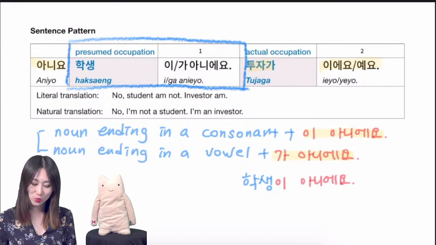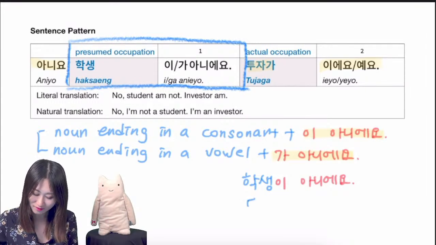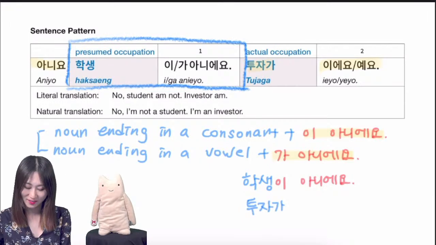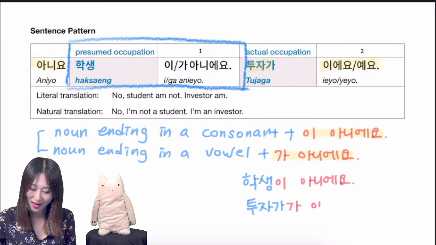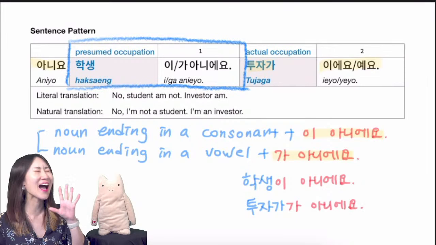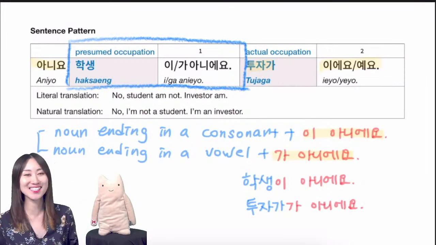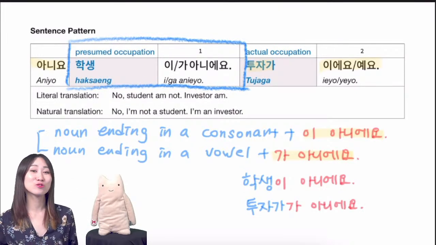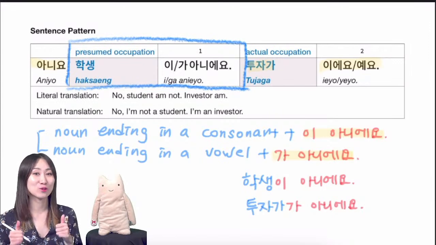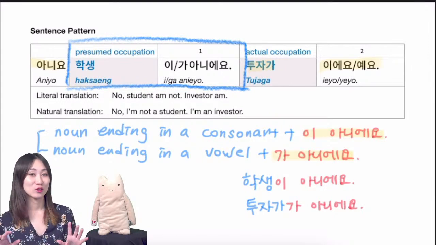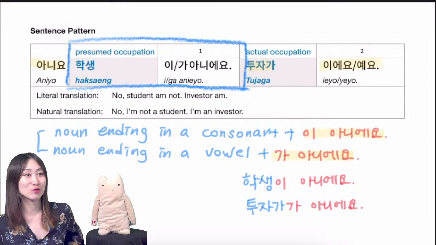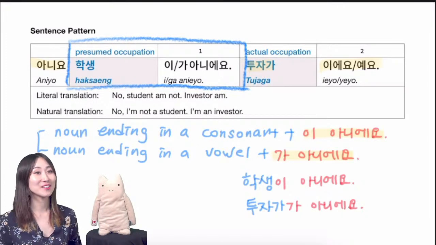Now I have this word, 투자가. It means investor. And now 가 아니에요. I'm using 가 아니에요 because 투자가 ends with the 아 sound, which is a vowel. So I use 가 아니에요. So I'm not an investor. She's not an investor. He's not an investor. You're not an investor. Okay.